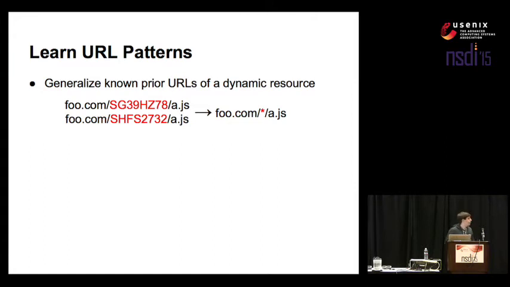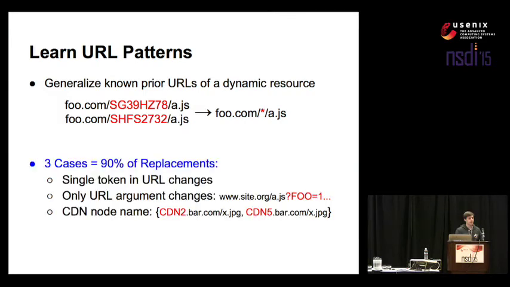Now, why can we use such an easy solution as just using a regex wildcard? Well, we looked at how websites change over several months and over several thousand websites. And what we found is there are actually only 3 real cases for all website replacements. These 3 cases cover maybe not all, but 90% of all the replacements. And each of these 3 cases can be handled quickly and accurately by just regex wildcarding. So these 3 cases are: a single token in the URL changes, like you see in the example above; only the URL argument changes; or only the CDN node name in the URL changes.